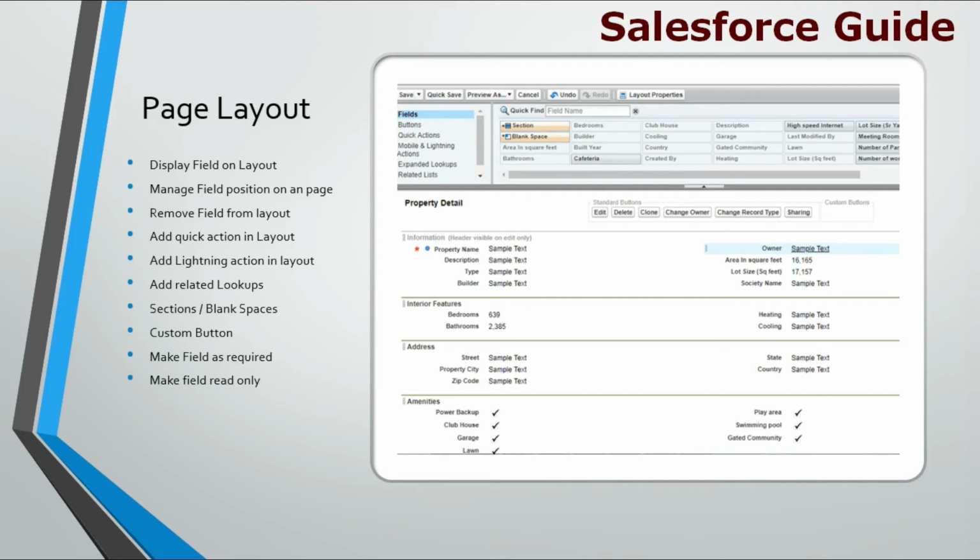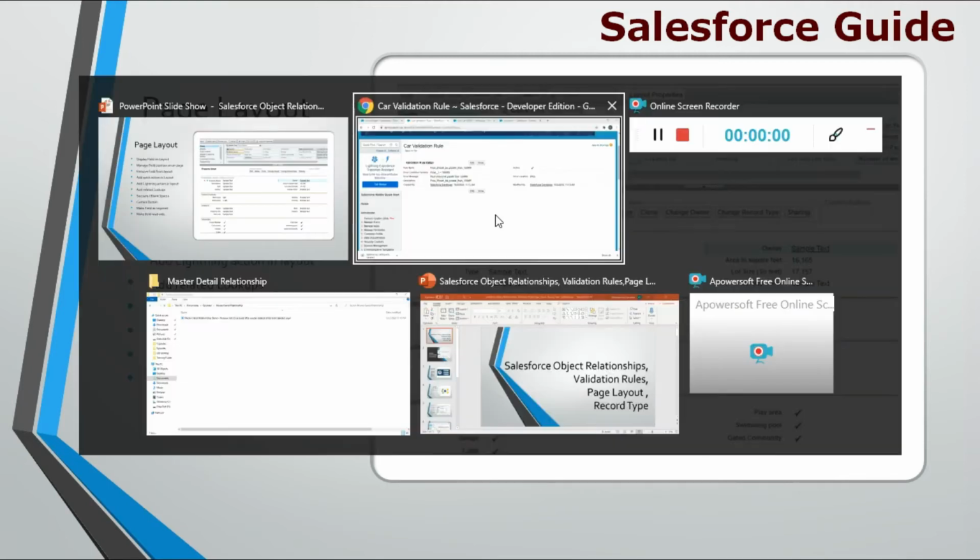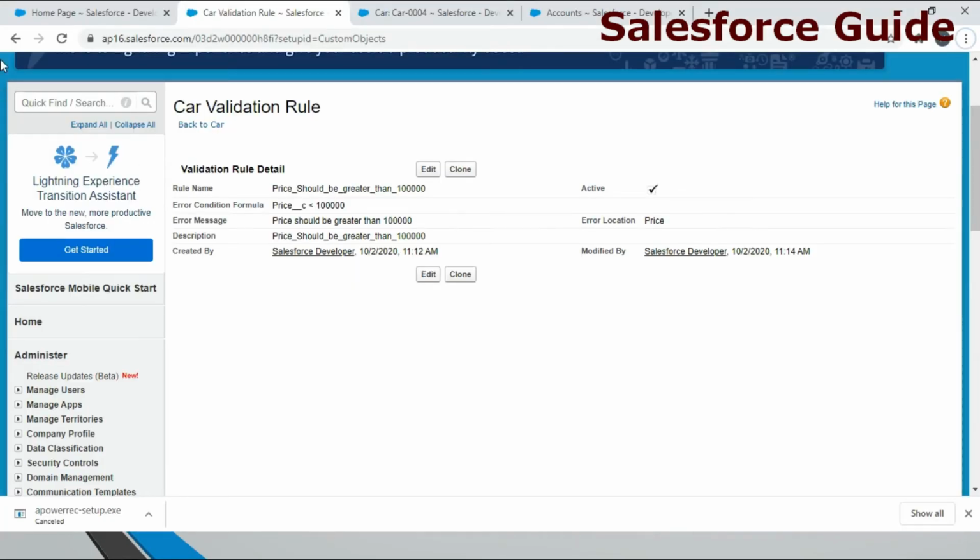You can add different types of separators or perform different kinds of things. You have multiple options, like adding a button, quick action, lightning action, expandable lookups, related lists, reports as well. You can add anything you want related to an object. So now let's try to create or customize a page layout for this.